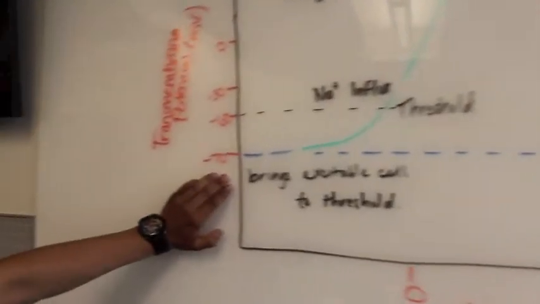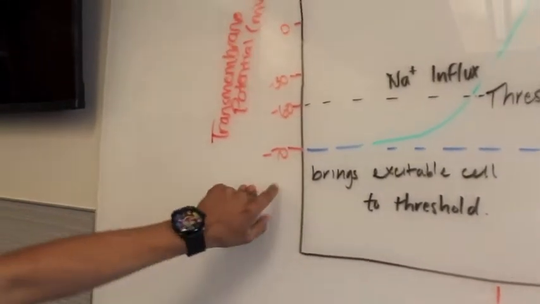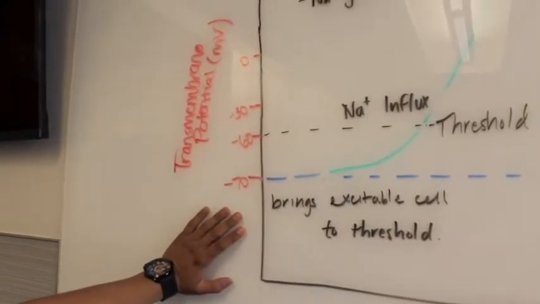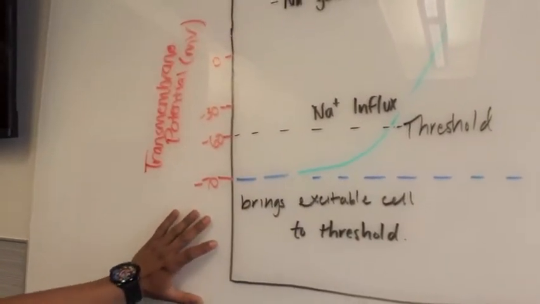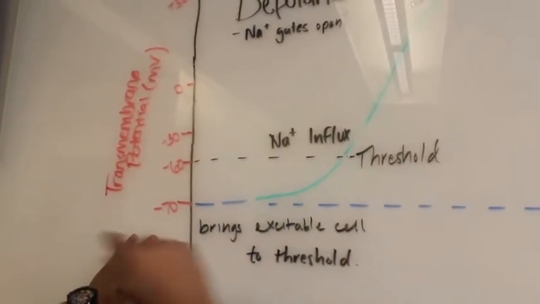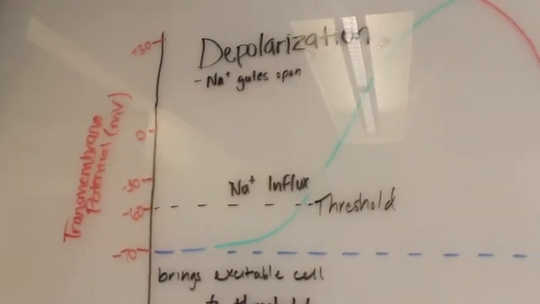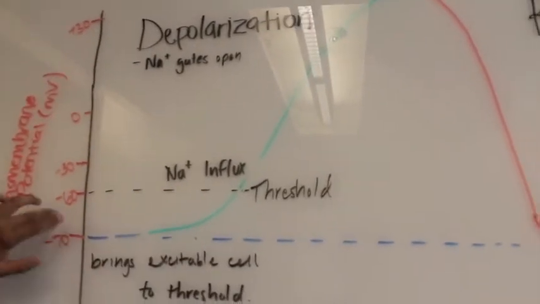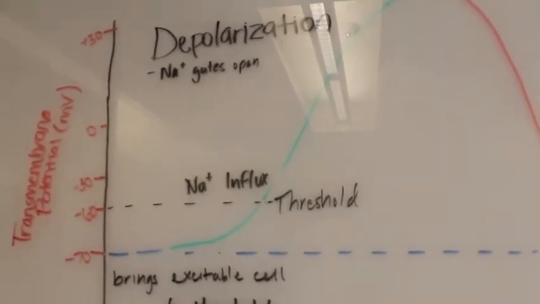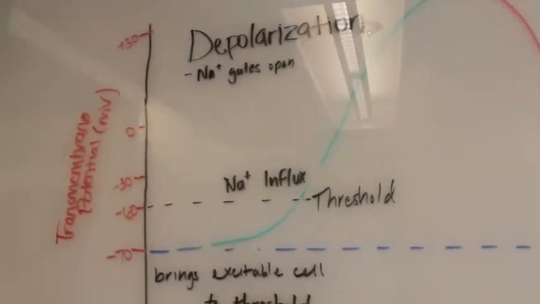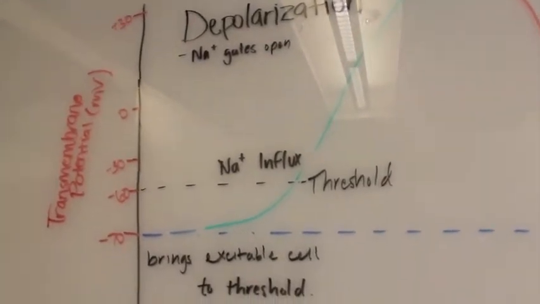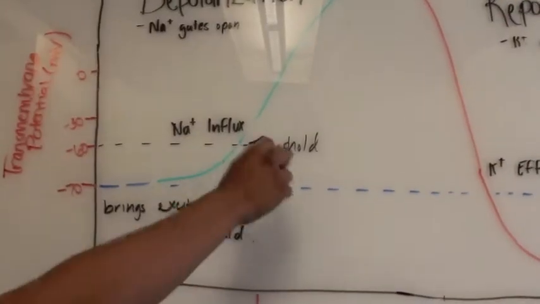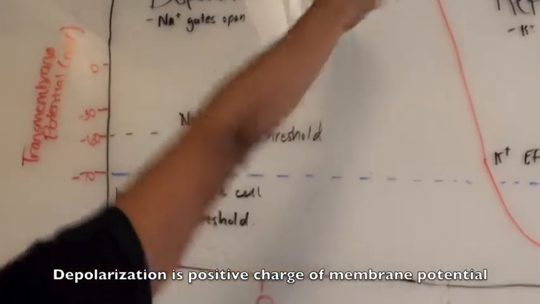This here is a diagram that shows what happens during an action potential. We begin here at negative 70, which is the resting membrane potential. A stimulus occurs, which brings an excitable cell to threshold. Threshold is just the magnitude it has to reach for the action potential to occur. Right here, where it begins to go positive from negative 70 to negative 60, it means that a few voltage-gated sodium channels have opened, and sodium ions begin to influx, which means go inside the cell. Stimulus reaches threshold, depolarization happens.